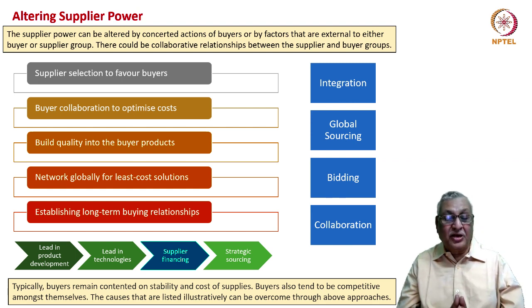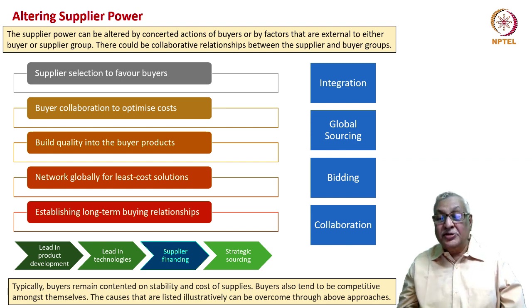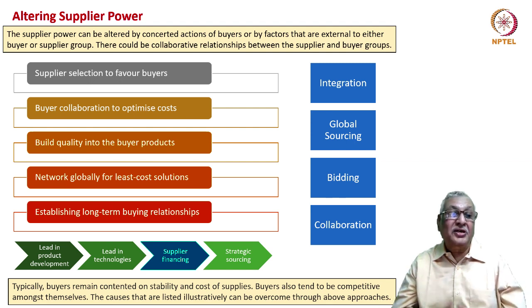Typically, buyers like to have stability and reasonable cost of suppliers. Buyers also tend to be competitive amongst themselves. That is, buyers also have their market share targets, their revenue targets. They would therefore like to have preferential supplier arrangement. Therefore, suppliers constitute a very important aspect of strategic management. Supplier relationship is no longer just procurement. Suppliers have a strategic role to play in the evolution of strategy of a company.